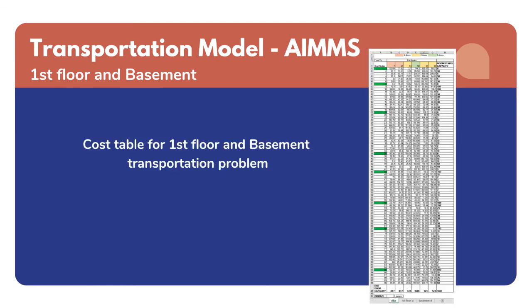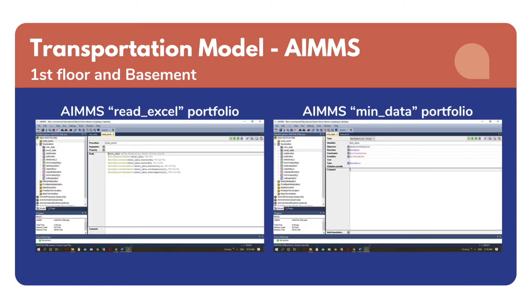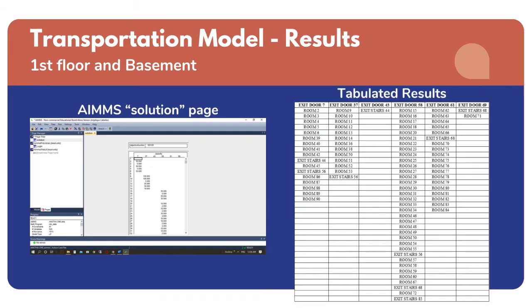This is the Excel data read by AIMMS software. The first picture shows the extraction of the Excel file which was synced to be read by AIMMS, and the second picture shows the declaration of our mathematical program by naming the portfolio as "mean_data". The slide shows the solution page of AIMMS, where we could see the results of the problem.